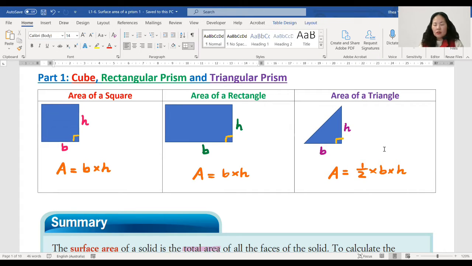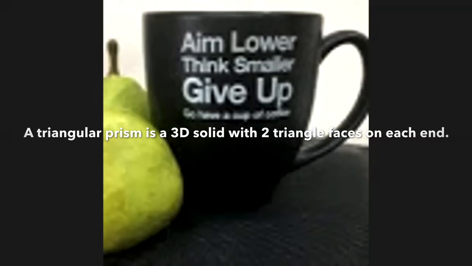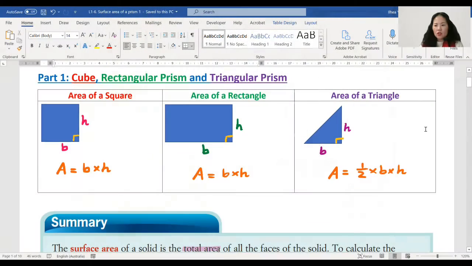And triangle is the half of a square or rectangle. If you halve the square, you can see triangle, right? And if you halve the rectangle, you can see triangle. So that's where this half is coming from for the area of triangle. Okay, try to remember this.